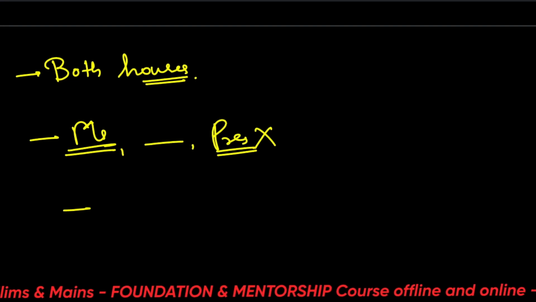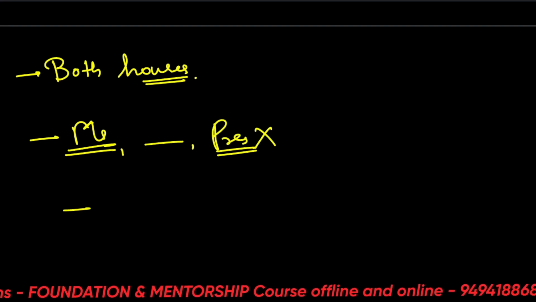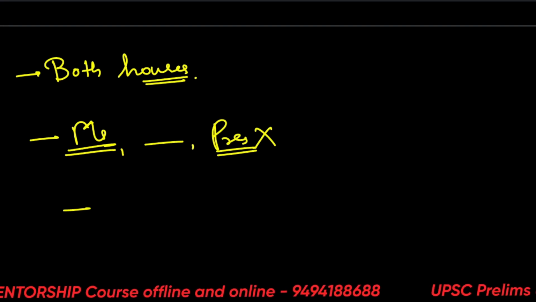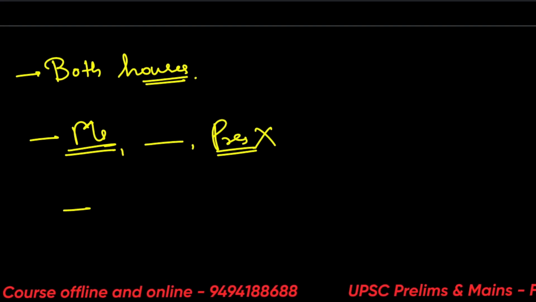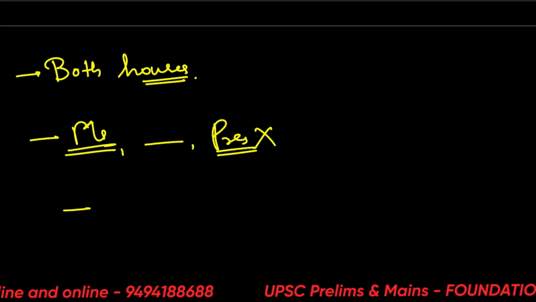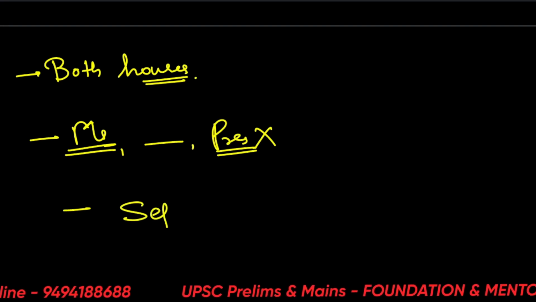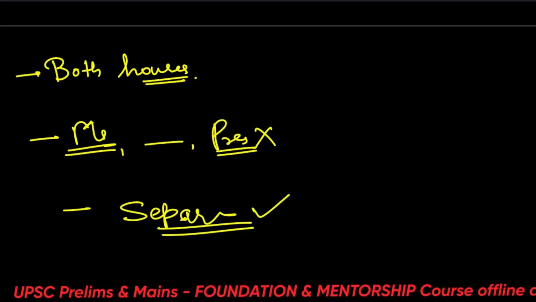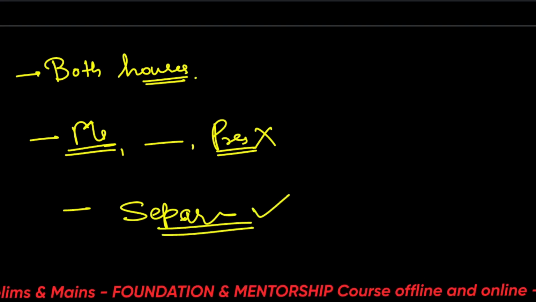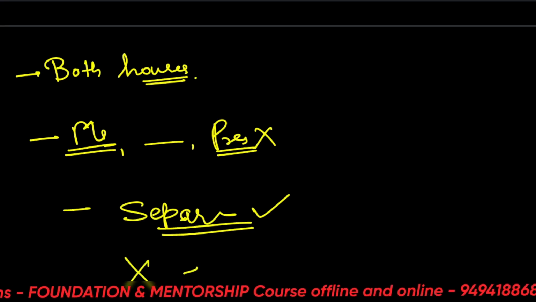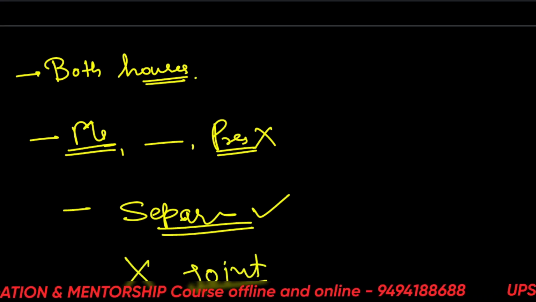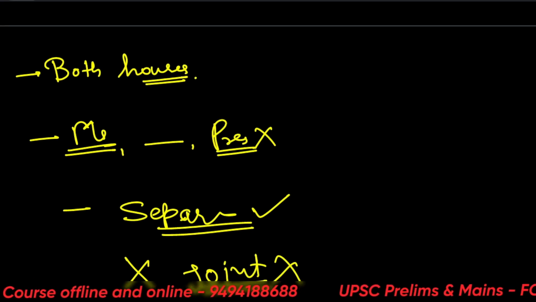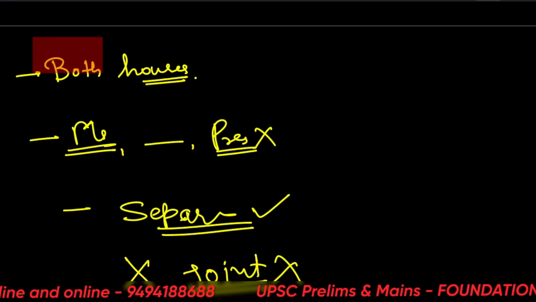The bill must be passed in each house by a special majority, that is, a majority of the total membership of the house and a majority of 2/3 of the members of the house present and voting. Each house must pass the bill separately. There is no provision for a joint sitting of the houses. Joint sitting is not allowed in the case of constitutional amendment. These are little intricacies that you can learn.